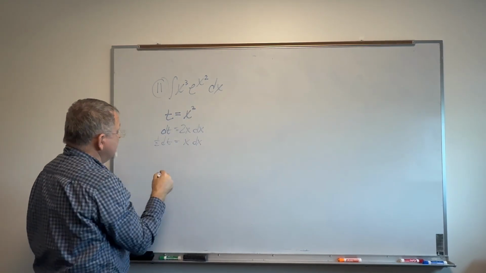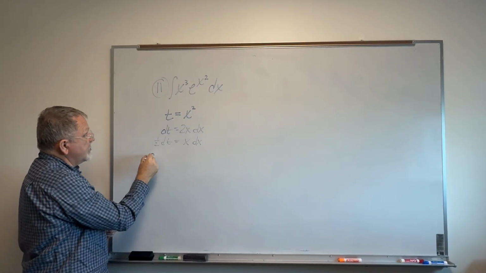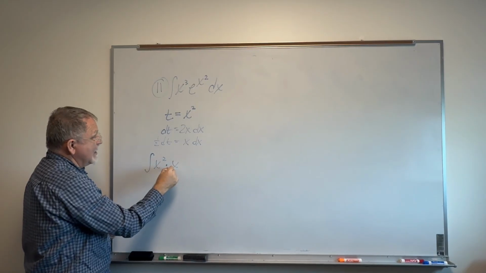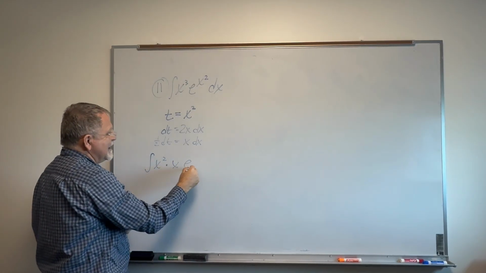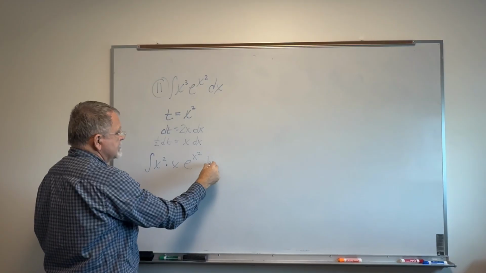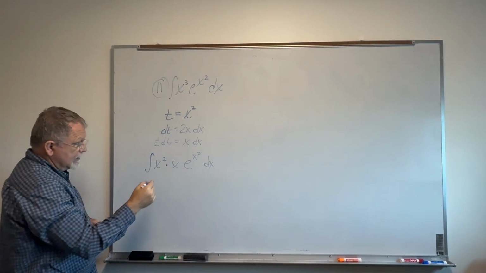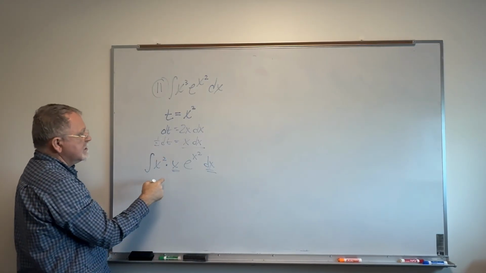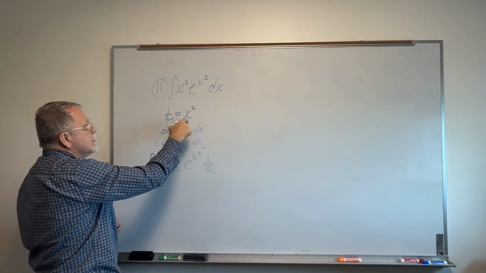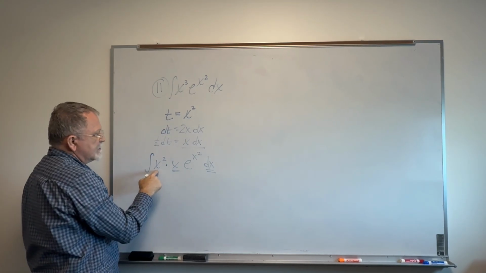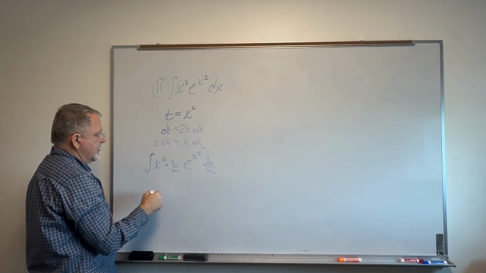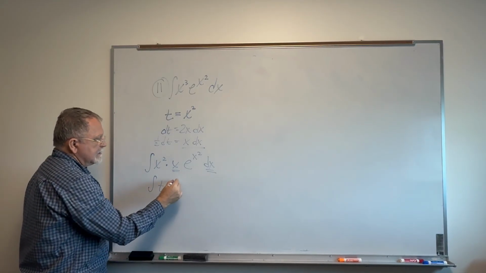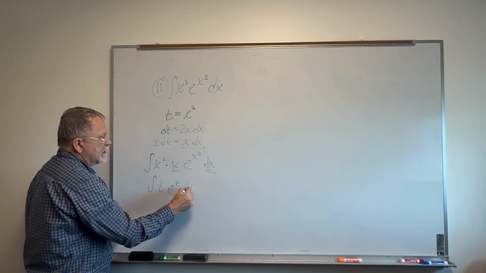And let me look at this a slightly different way. I've got the integral of x squared times x, that's how we get x cubed, e to the x squared dx. And the reason I broke it up like that is, see, I've got an x dx there and an x dx there. That's going to be half a dt. I've got t, x squared is t, so there's a t. This is t e to the t, then dt. So this integral is t e to the t dt.